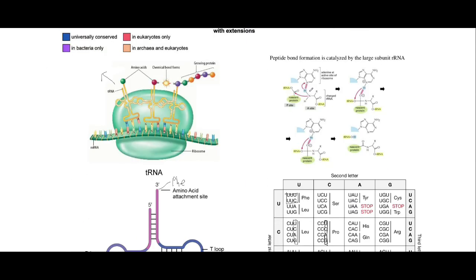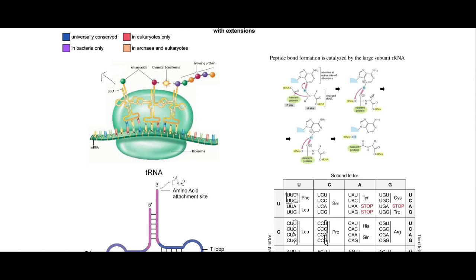Up here I have the peptide bond formation mechanism. We see that our protein attached to the P site is still on a tRNA. The nitrogen on the amino acid here attacks the carboxylic acid, and then that bonds to the elongating protein.